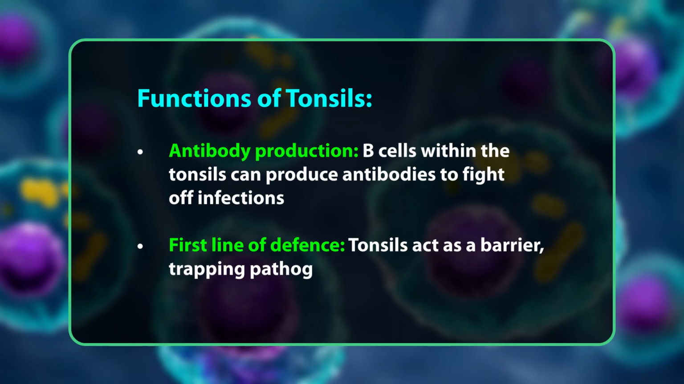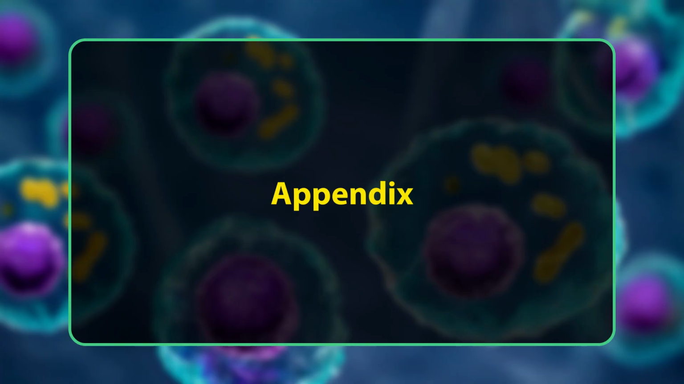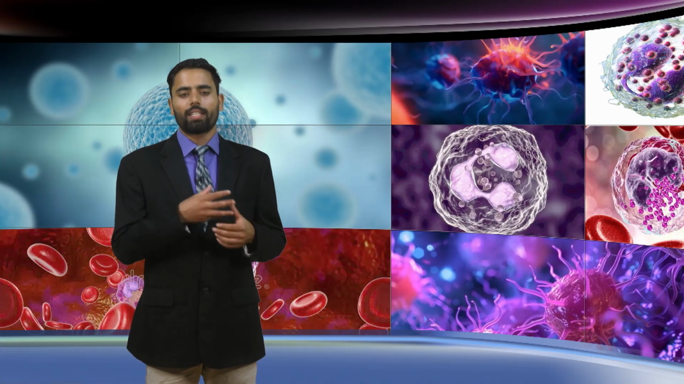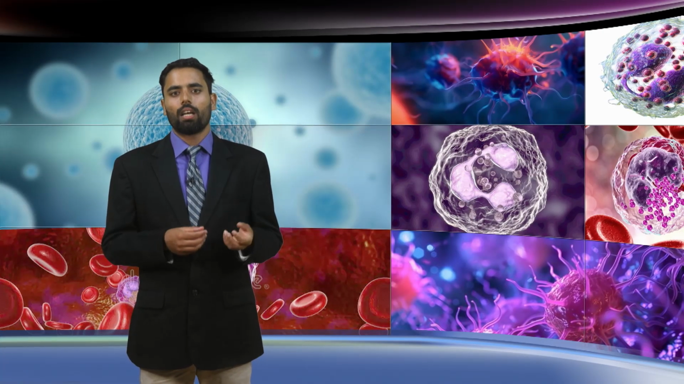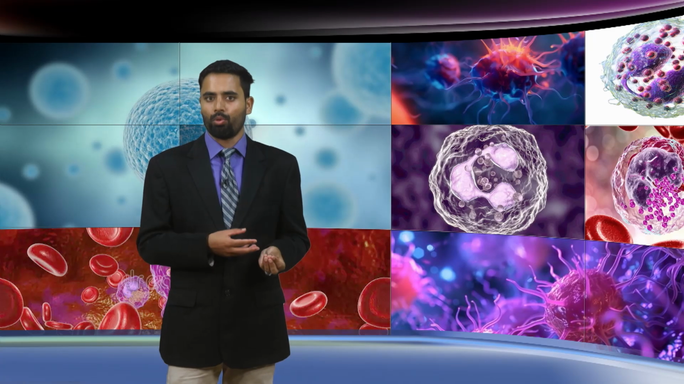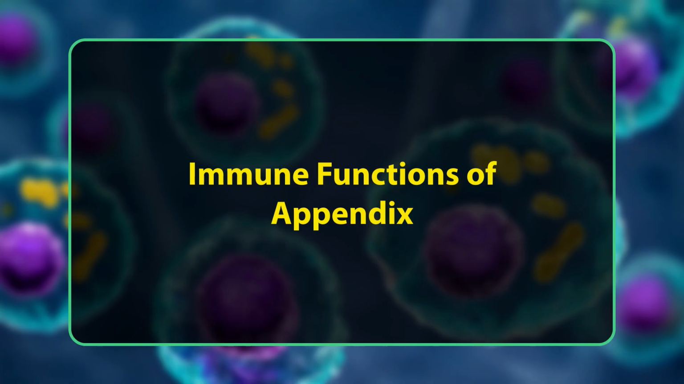Tonsils act as a barrier, trapping pathogens and preventing them from spreading deeper into the body. Now, let us discuss the appendix. The appendix, a small finger-like structure connected to the cecum, the beginning of the large intestine, is located in the lower right abdomen. While traditionally considered a vestigial organ, it is now understood to play a role in the immune system and gut health.